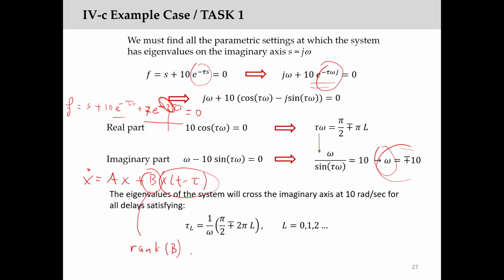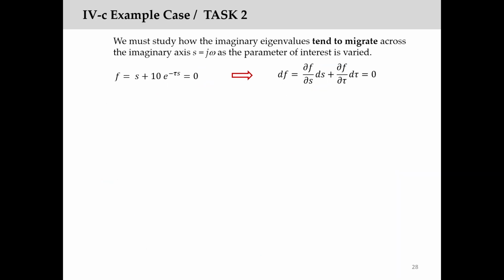So the rank of B is actually the degree of commensuracy in the system. So if the rank of B is 2, then you will have an exponential of minus 2 tau s as well as exponential of minus tau s in the equation. All right, so let's just move on.